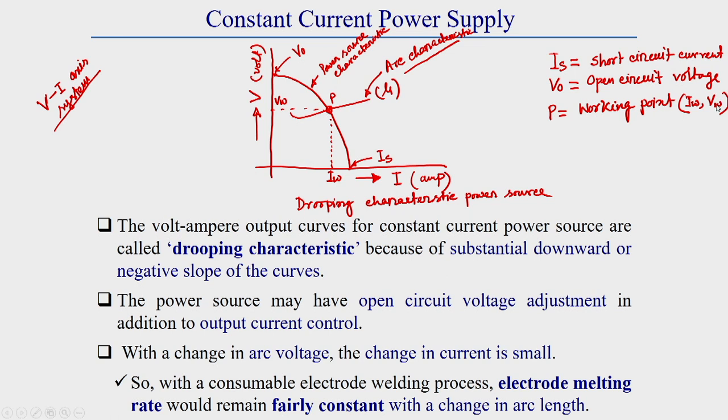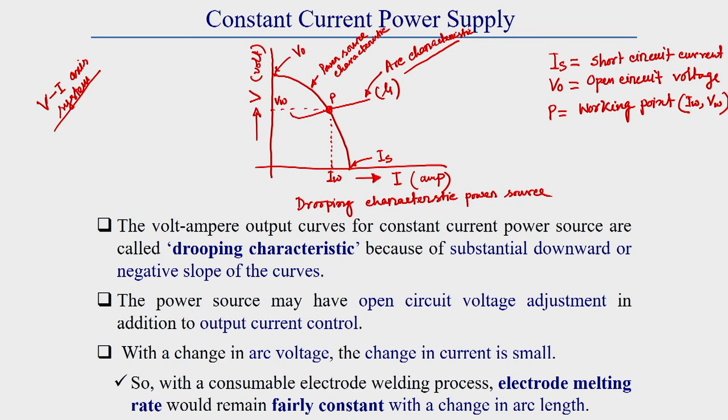Here one thing to keep in mind, for remembering purposes: in characteristic curves, the vertical axis is voltage, which starts with V. And in vertical also, the first letter is V. So, what will the vertical axis be? For remembering purposes, you can keep in mind that the vertical axis should have V, and voltage also starts with V. So the vertical axis for a characteristic curve should have voltage V. That way you can remember this thing.